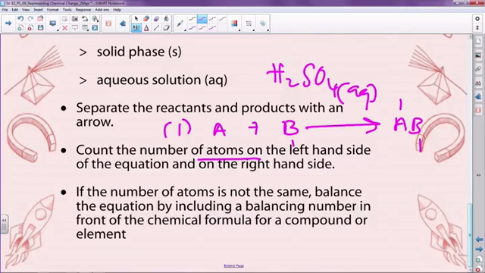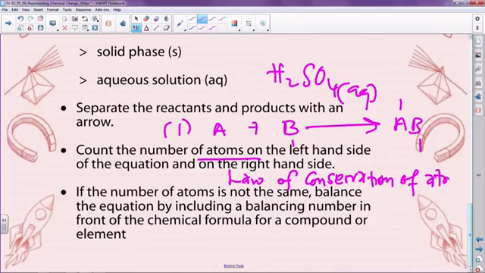So the number of atoms must be equal on the left as well as on the right, for both the reactants and the products, according to the law of conservation of mass, or atoms. We can call it the law of conservation of atoms. Very, very important. If something is conserved, it means it remains constant. Law of conservation of atoms, meaning the number of atoms of products must equal the number of atoms of reactants.